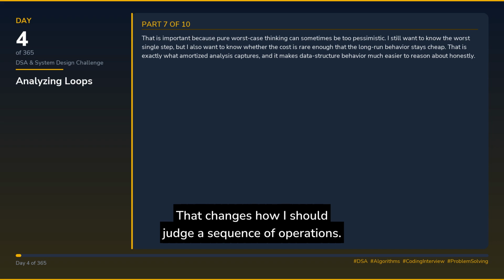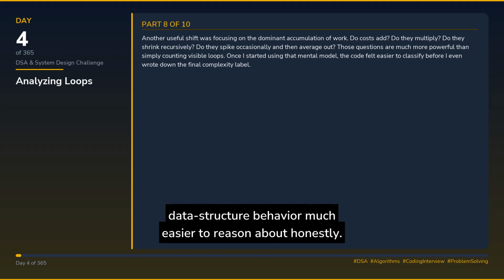That is important because pure worst-case thinking can sometimes be too pessimistic. I still want to know the worst single step, but I also want to know whether the cost is rare enough that the long-run behavior stays cheap. That is exactly what amortized analysis captures, and it makes data structure behavior much easier to reason about honestly.